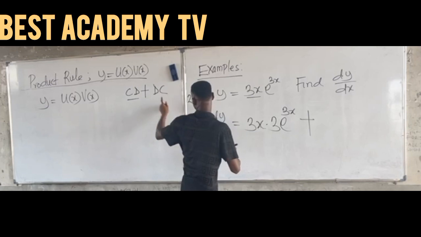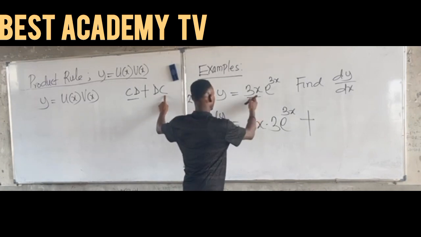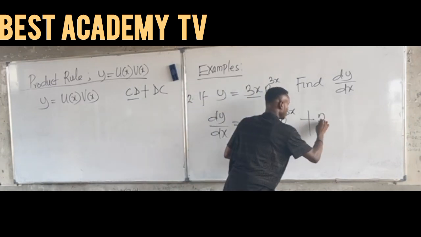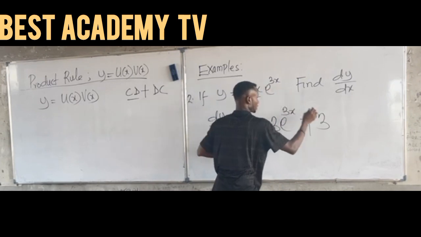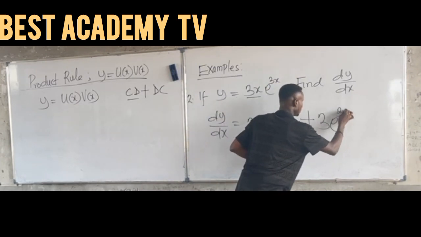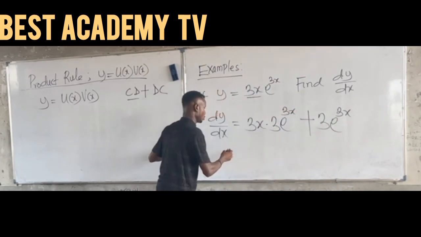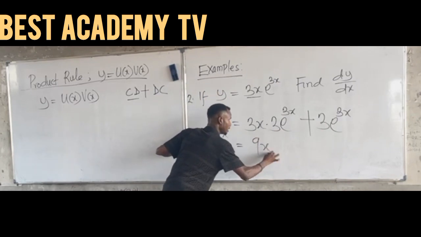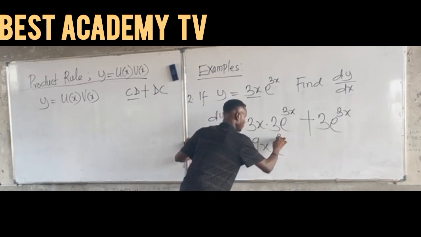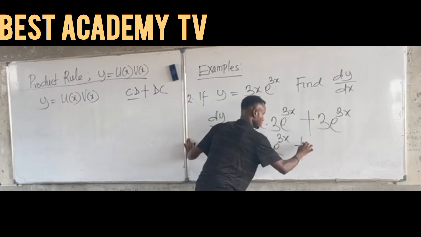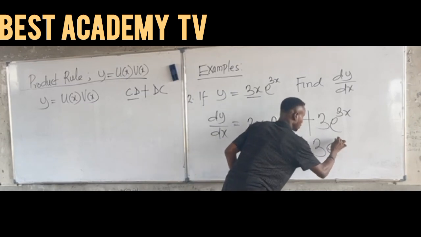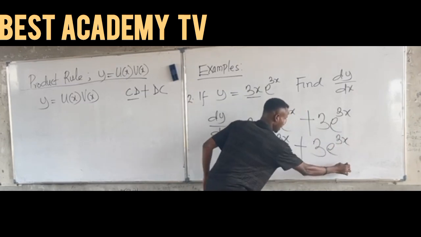Now let's do the next one, differentiate and keep this one constant. Differentiate, now what is the answer? 3. Keep this one the way it is. What is the answer? Exponential 3s. Now let's simplify. This is going to be equal to 9s exponential 3s plus what? 3 exponential 3s. So this is my answer here.